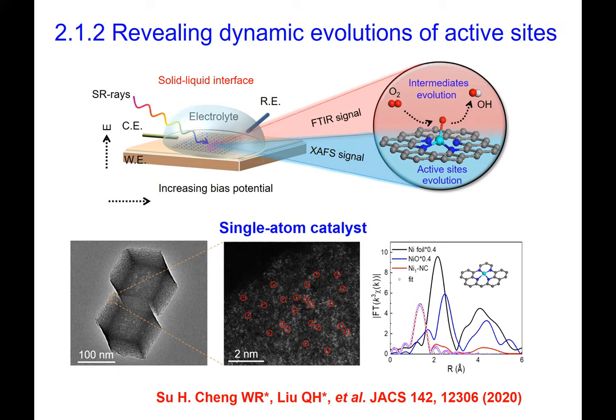We can try using the same beam line. In the Shanghai synchrotron radiation, we have the beam line here and connected. But in Hefei and Beijing, no, they are separated. Okay, I see. Thanks. You are welcome.